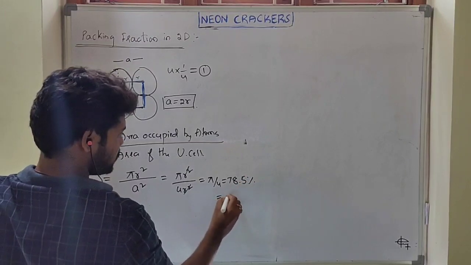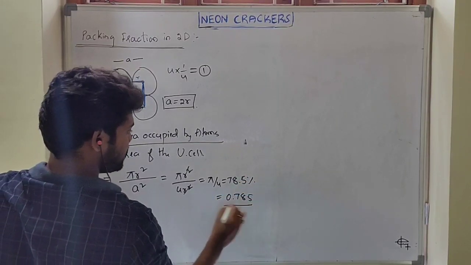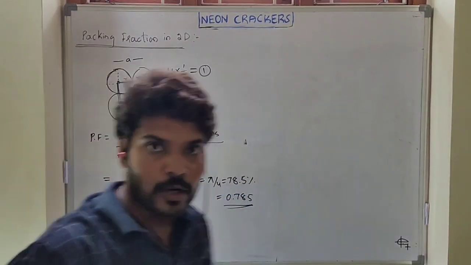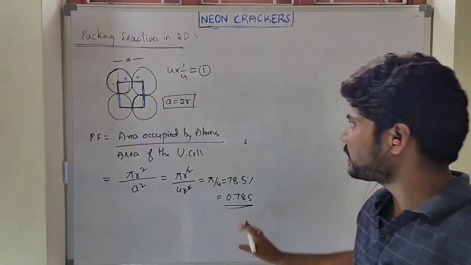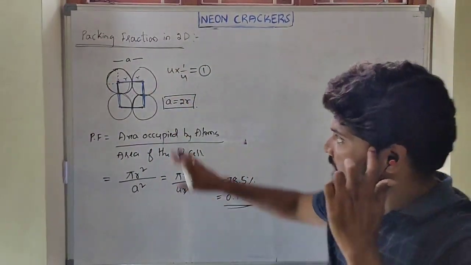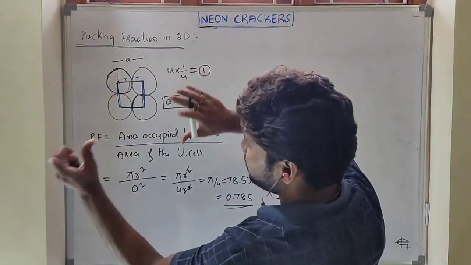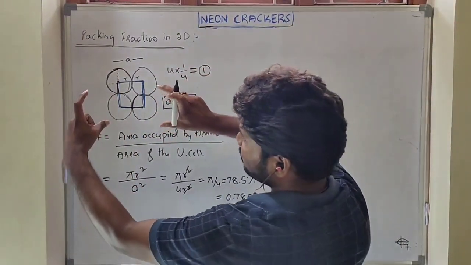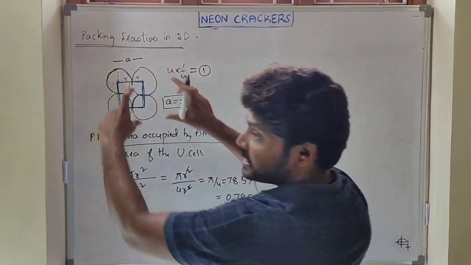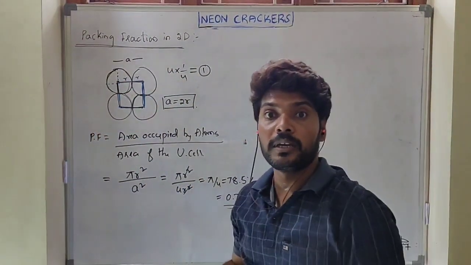78.5%. It means 0.785 packing fraction. So 0.78 packing fraction for this one, and this is only a 2D plane. In the same position, one over another, if we take another 2D plane and place it on the same position, then we get simple cubic in 3D.